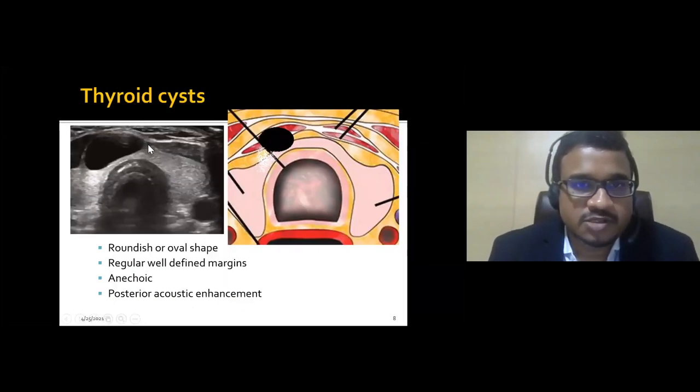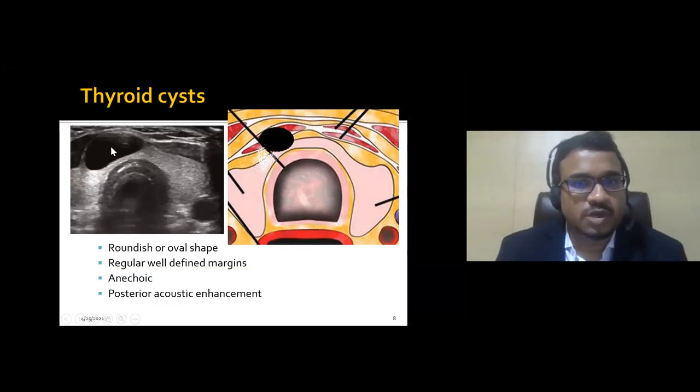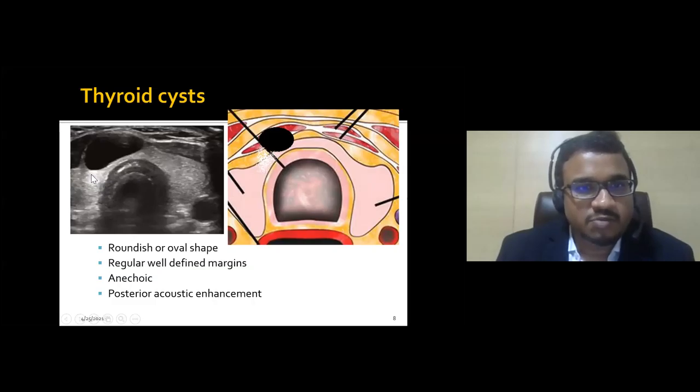One more cyst. Similarly, this is the thyroid gland, which is represented in this image on the right anatomically, and this is the ultrasound picture. These cysts are roundish or oval in shape. They are regular, well-defined, anechoic, and have a posterior acoustic enhancement.